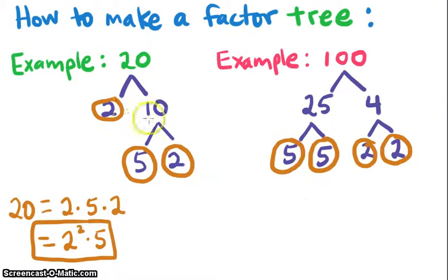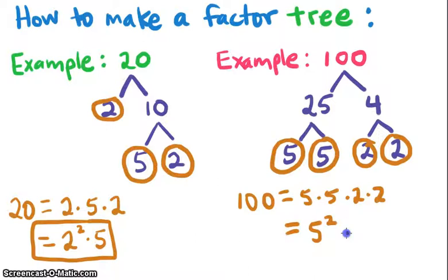Now this just turned out, ironically, that we only had 2's and 5's in both problems, but you could have any number of prime numbers. Okay, so let's go ahead and write that. 100 now can be written as 5 times 5 times 2 times 2. And that's the same as 5 squared times 2 squared.